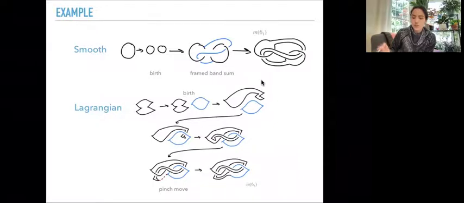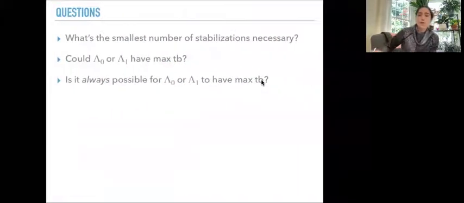So this is the idea of how the proof works, but it probably brings up some pretty immediate questions. And some of those questions are probably, well, I said that we introduced these stabilizations in the process.